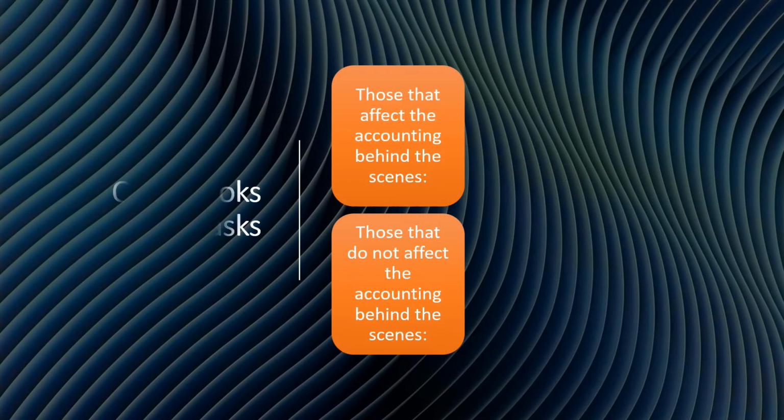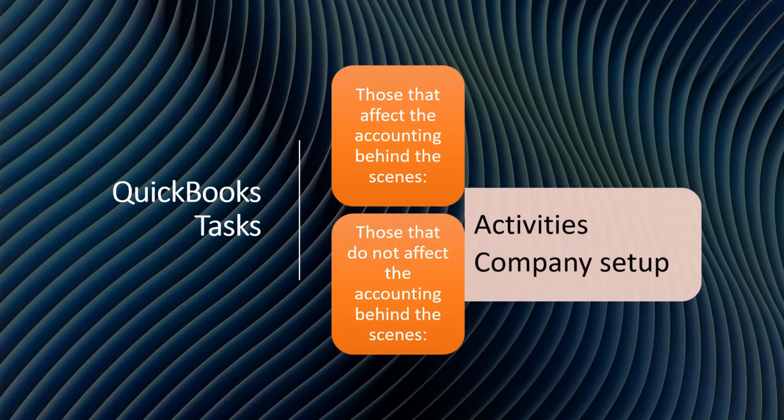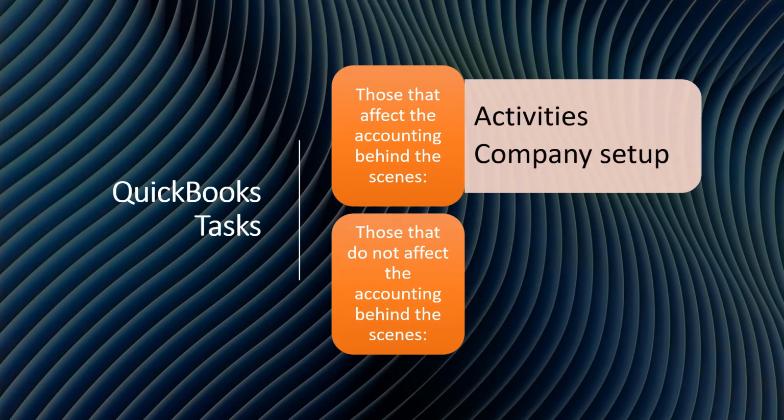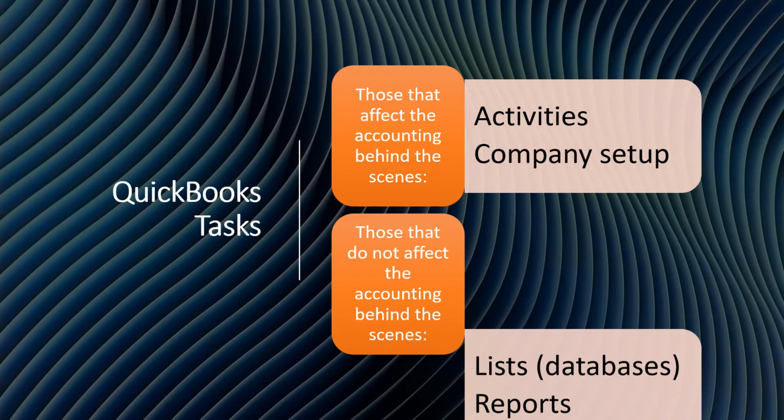Types of tasks. There are many tasks you can perform with QuickBooks. They can be broken down into two main categories. Category 1. Tasks that affect the accounting behind the scenes, such as activities that are entered on forms, such as invoices or bills. Company setup, a task that walks you through the basic steps to set up a new company in QuickBooks. And Category 2. Tasks that do not affect the accounting behind the scenes.